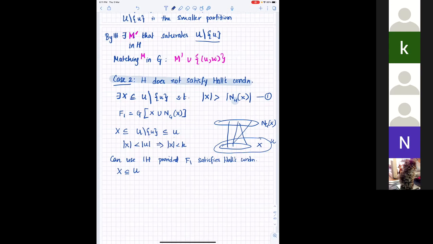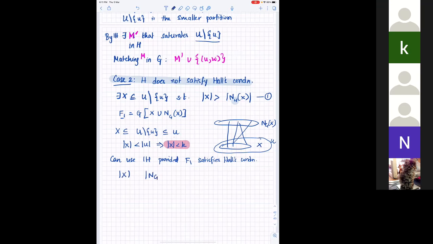Okay, so before that, let's just go back and see. So the question is, does F1 satisfy Hall's condition? One thing we noted was that the cardinality of X is less than K. So we are in a somewhat safe place to use the inductive hypothesis. Now I want to ask, what can you say about the partition? In this graph F1, is X the smaller partition or the neighborhood of X the smaller partition? Can someone say?